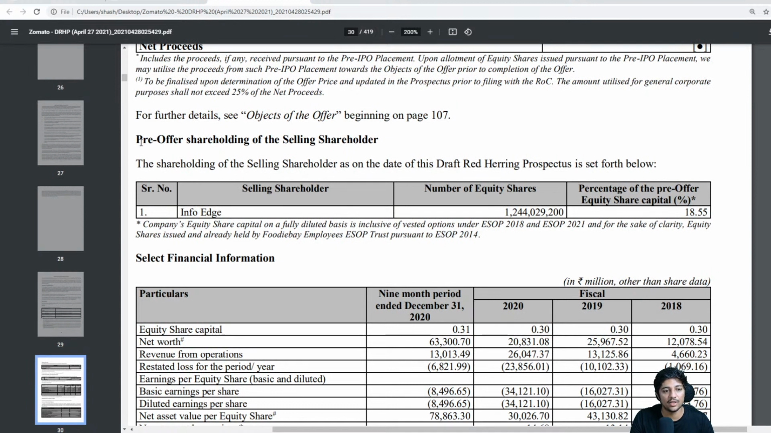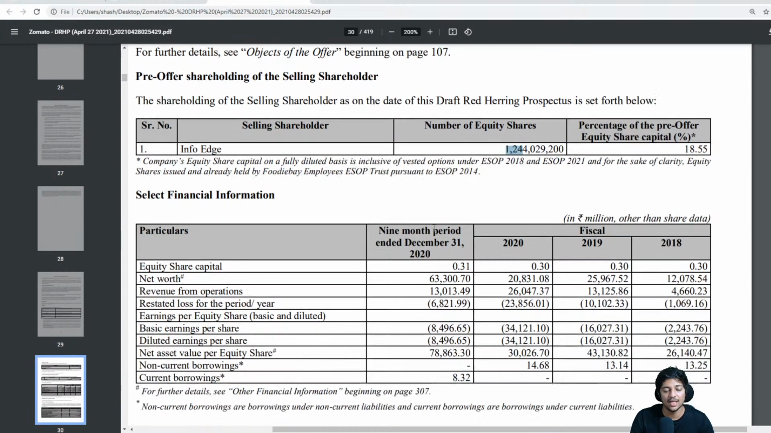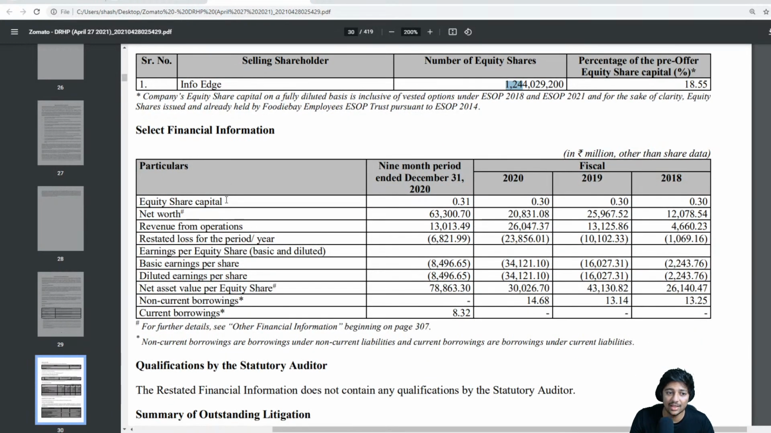Now, pre-offer shareholding of the selling shareholder, before the offer: Info Edge has 18.55%, and approximately, I think, about 124 crores shares, if I'm not wrong. Here there is also a quick summary of their entire financials. You look at the equity share capital, which is around 3 crores, then net worth, which is 6,300 crores as of December 31st. If you want to do a quick review, this is how you do it.